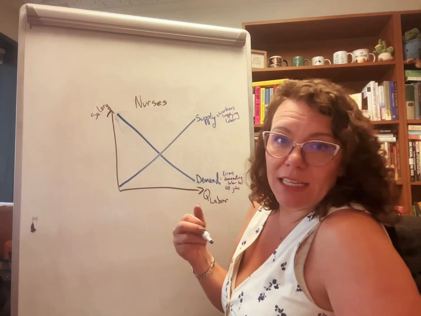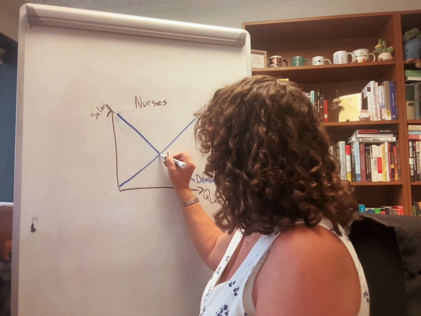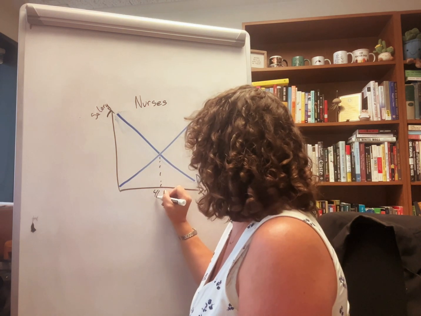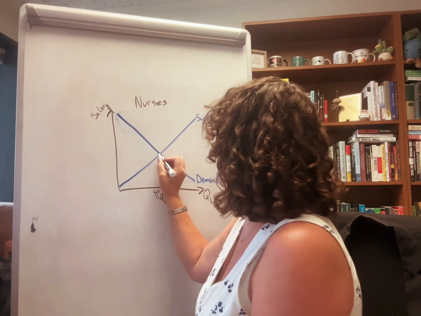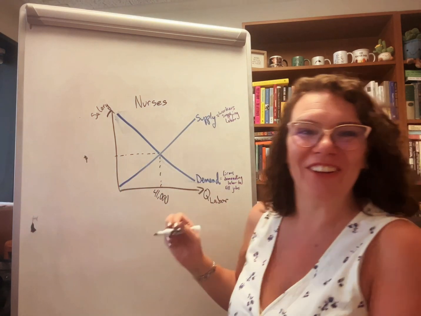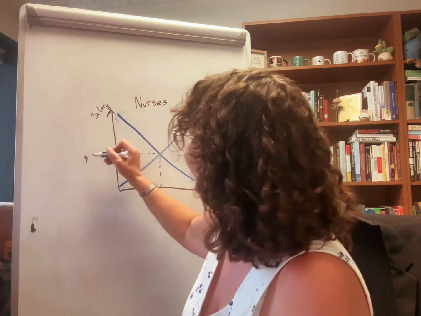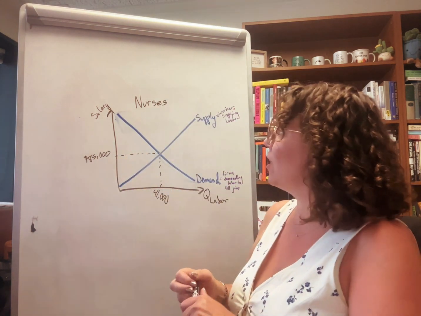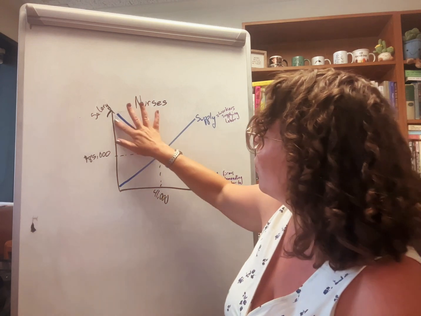And then just like it says in the problem, we have an equilibrium quantity of nurses, and that's going to be 41,000 nurses, and an equilibrium salary of $85,000. And that is our first starting point for this problem.